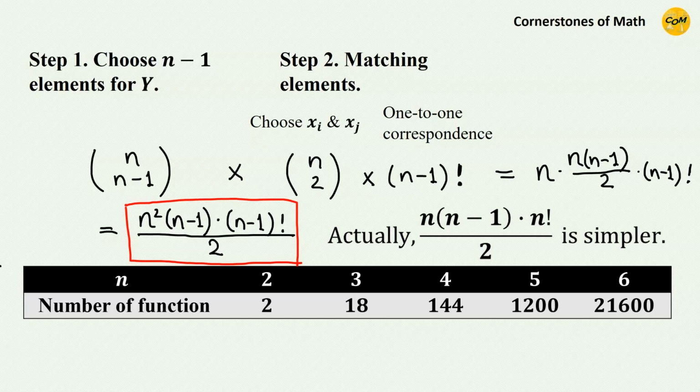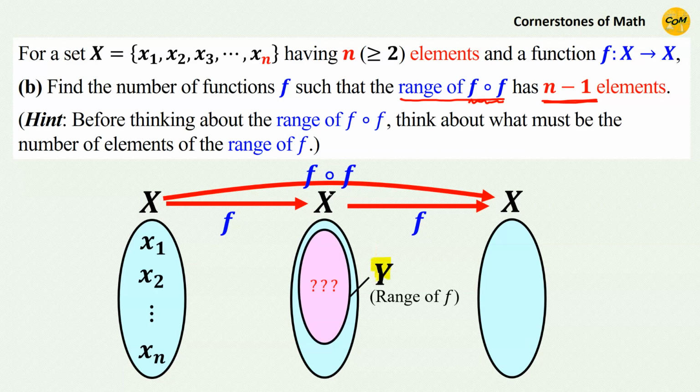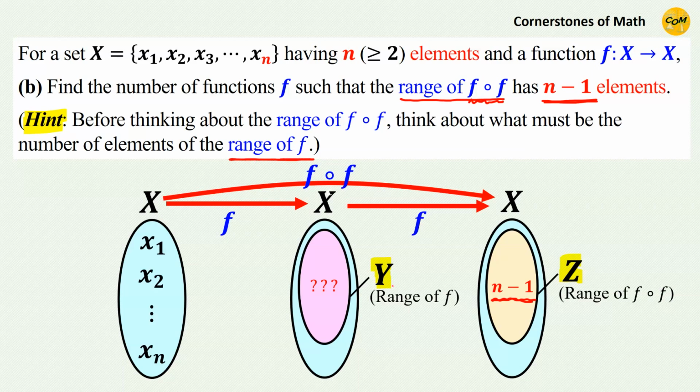Now let's move on to an even more interesting one. Finding the number of functions f such that the range of the function composition f∘f has n-1 elements. In this problem too, we use Y as the range of f, and let Z be the range of f∘f, which is also a subset of X just like Y. And the number of elements in Z must be n-1. There's actually a hint to this problem, so as the hint suggests, before thinking about the range of f∘f, let us first think about the possible number of elements of the range of f, which is Y.